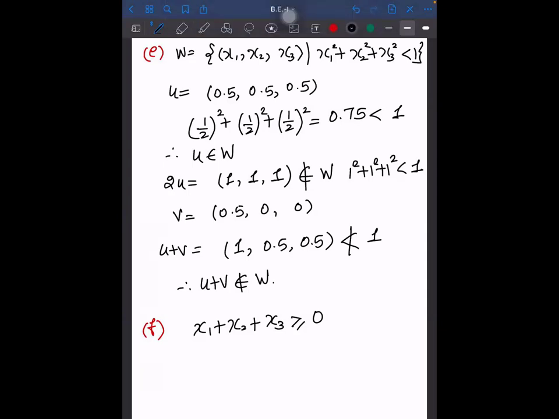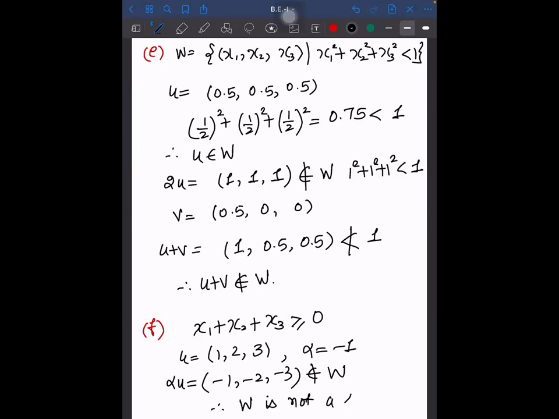Sir, when we multiply it by -1. Yeah, that's it. It's very easy because alpha can have any value, right? So you pick U, let's say simply (1, 2, 3). If you take alpha U with alpha equal to -1, this will be (-1, -2, -3). Now this will not belong to W. So therefore W is not a subspace. Is it fine?